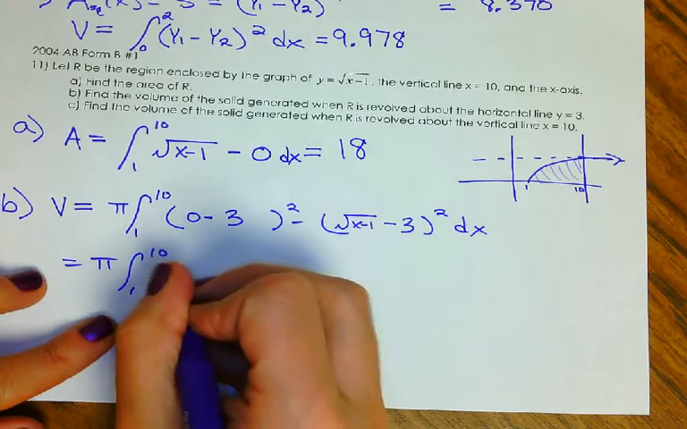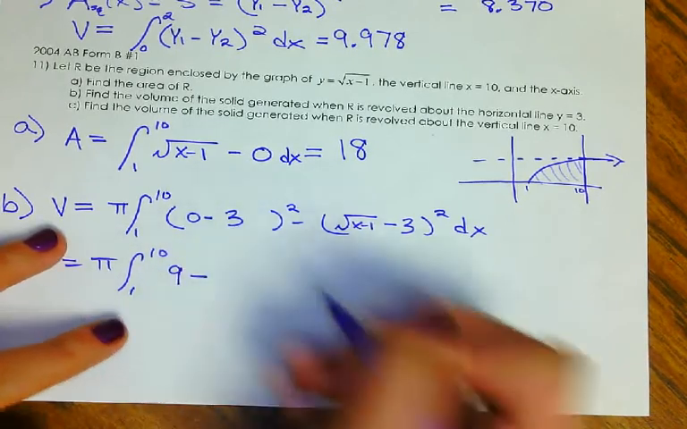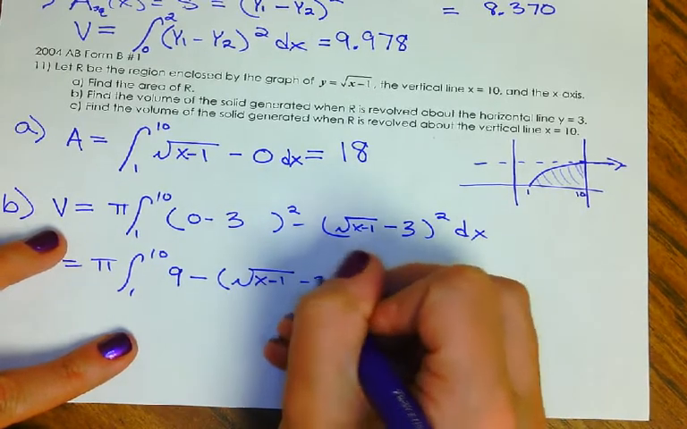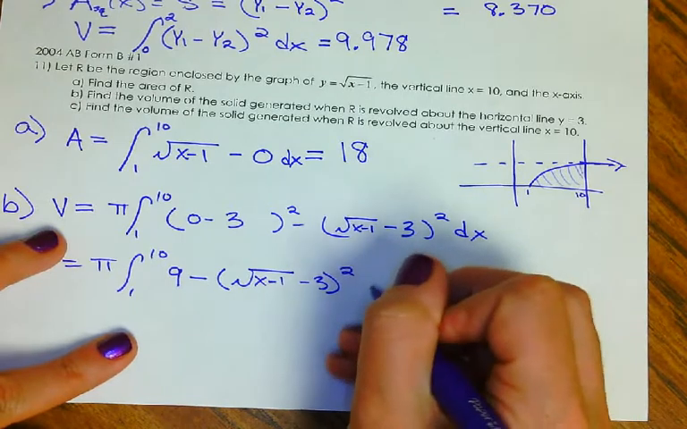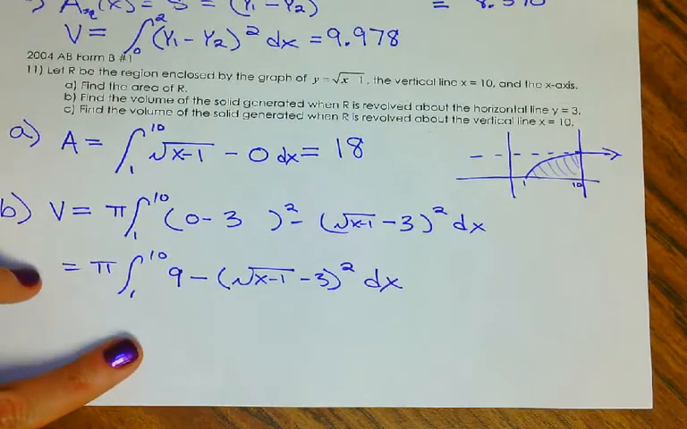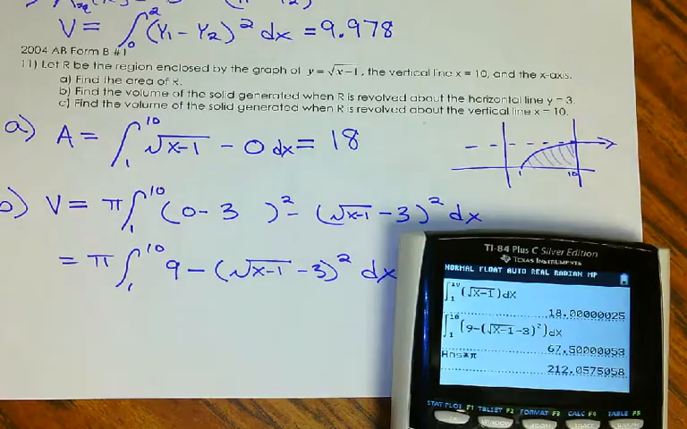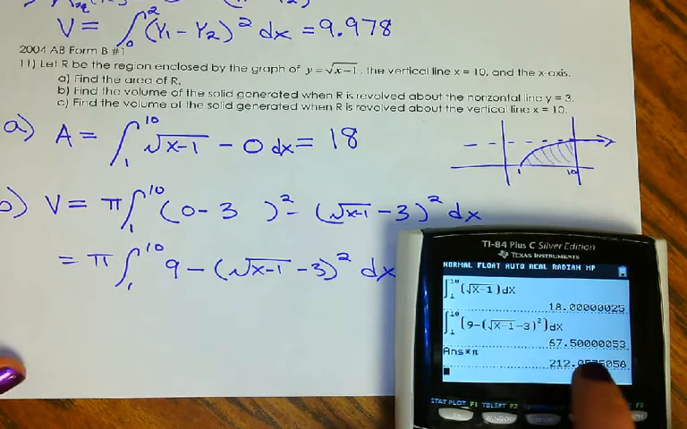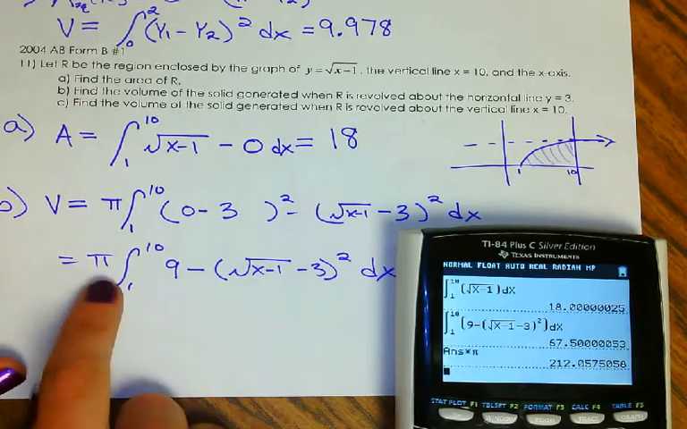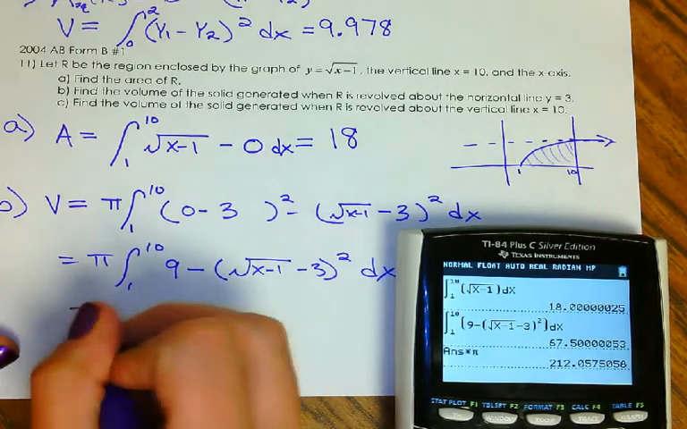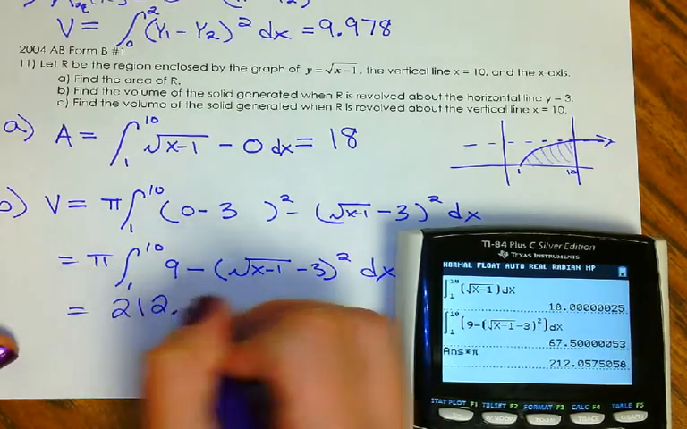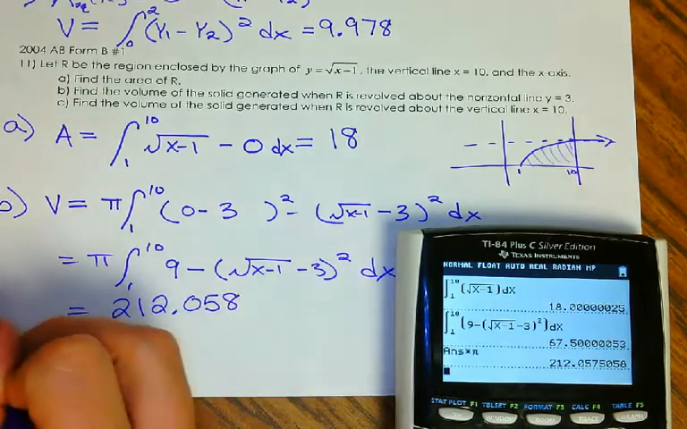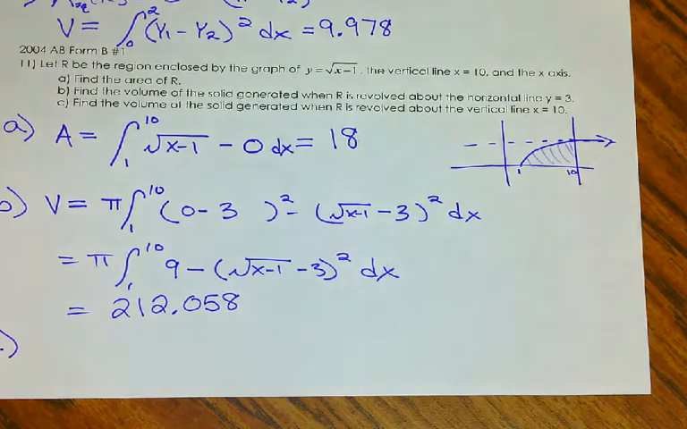You can clean that up if you wanted to, so this would be something like 9 minus, and then I would probably just even leave this. It's not worth making an algebra mistake. So you can go and plug that in via Math 9 on your calculator, and let's see what we get there. So you type that into your calculator, and I got that 67.5 number. Don't forget to go back and multiply that by this pi. So my final answer for part B is this 212.058. And then we go to part C.